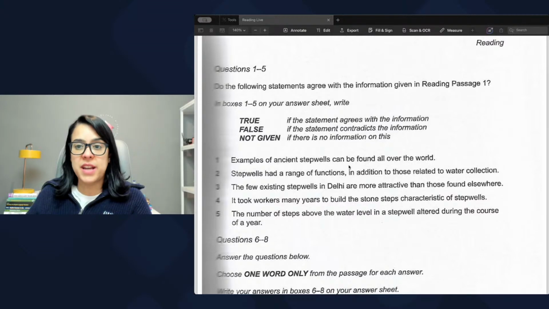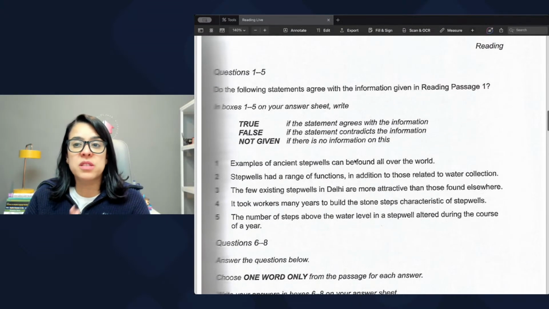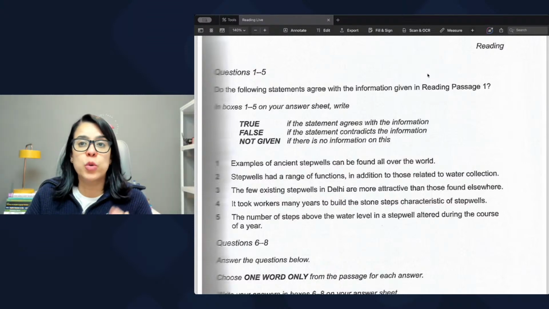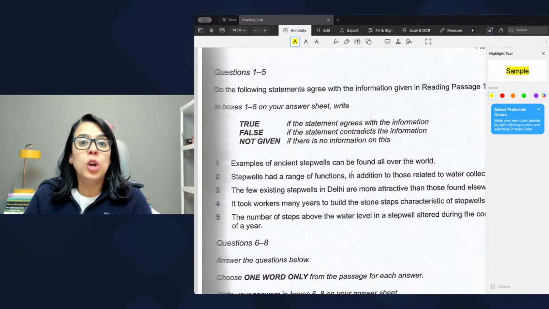So the first statement. Examples of ancient stepwells can be found all over the world. So this is the first statement that we need to decide. We need to decide whether this first statement is true, false, not given. So I really like to highlight information. And what are you going to do? You're going to focus on keywords. These keywords will help you locate where the answer is in the text.